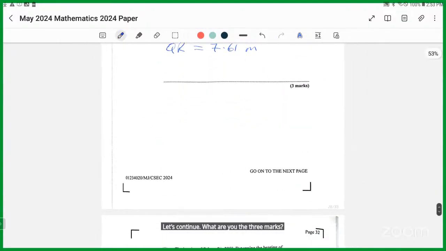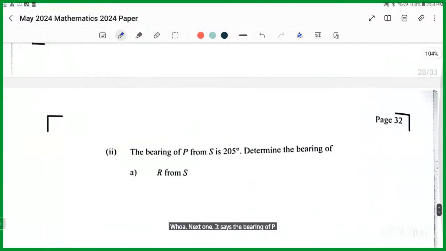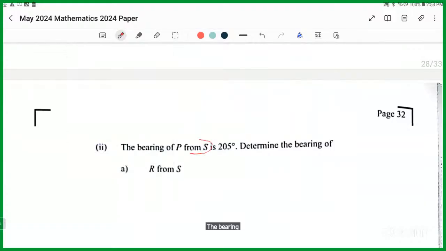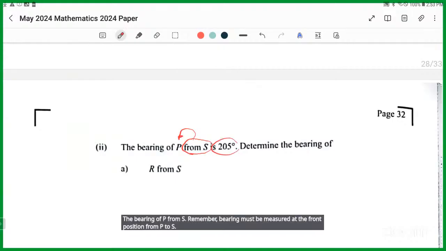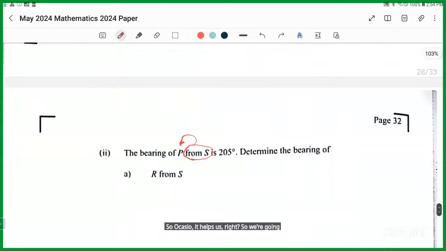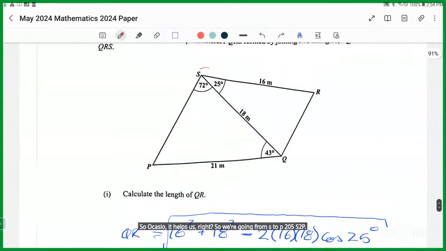Next one. It says the bearing of P from S. All right, let's focus now. Remember, bearing must be measured at the from position. They're telling us that it is 205 degrees. We need to show it on the diagram so we can see how it helps us, right? So we're going from S to P. The bearing is 205. S to P down here, the bearing is 205.